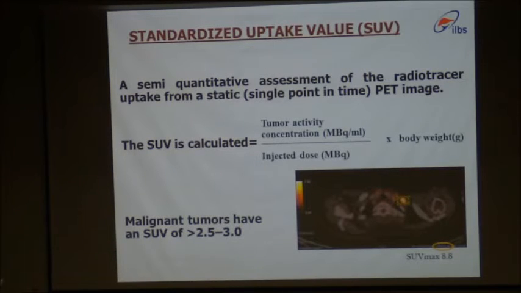Now, we calculate the SUV, the standardized uptake value, which is tumor activity concentration in MBq divided by injected dose into body weight. Malignant tumors have an SUV of more than 2.5 to 3. In this case, the SUV shown is about 8.8, so this goes in favor of malignancy.